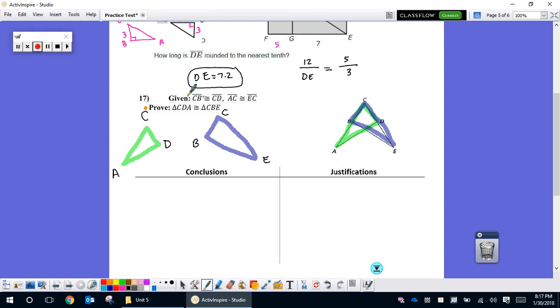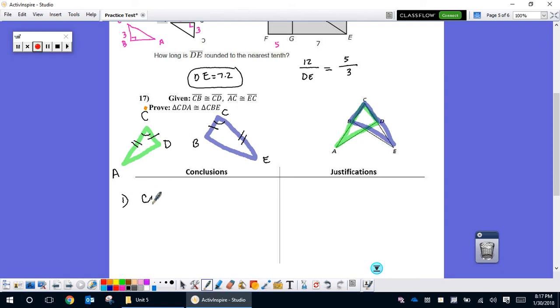Alright, so now I'm going to mark my given information. I know side CB is congruent to side CD, and I know side AC is congruent to side EC. And I look for repeated letters. There's one letter that is repeated, so that means you have an angle that's congruent to an angle. And now I'm ready to write my proof.